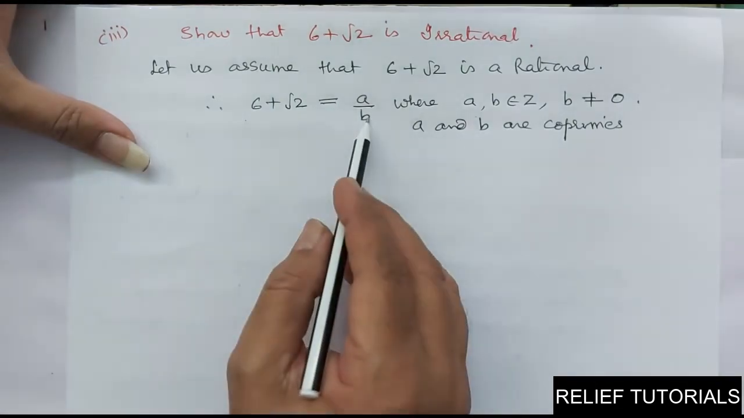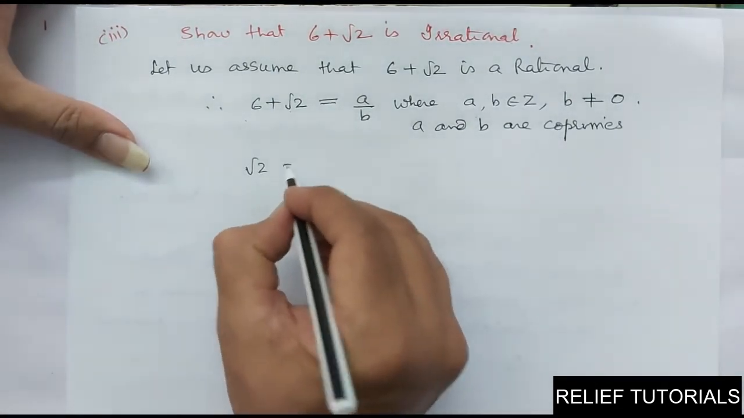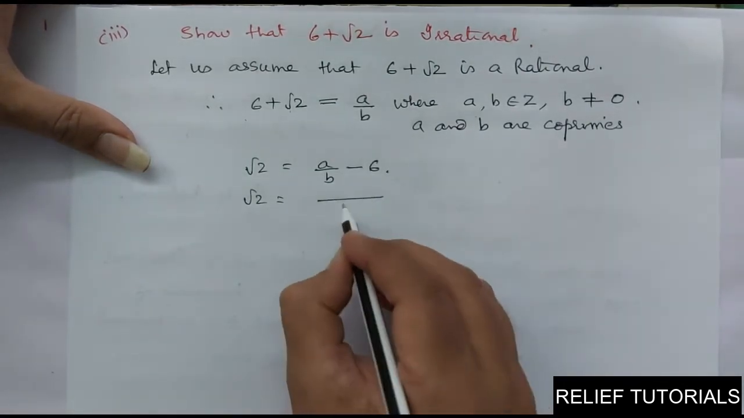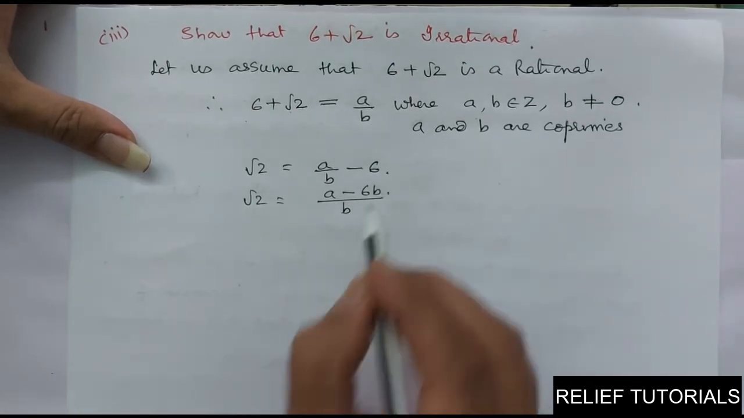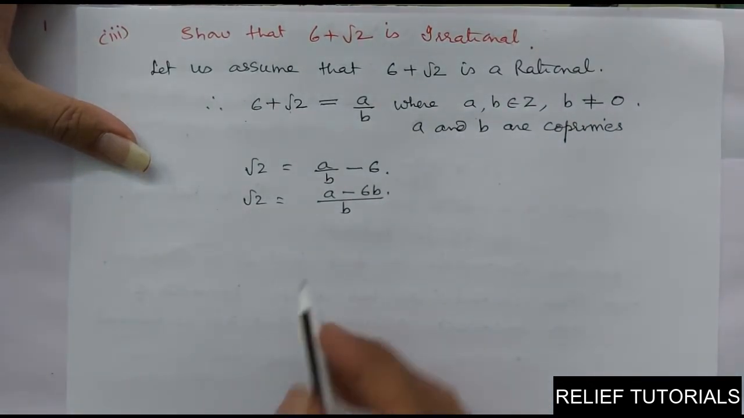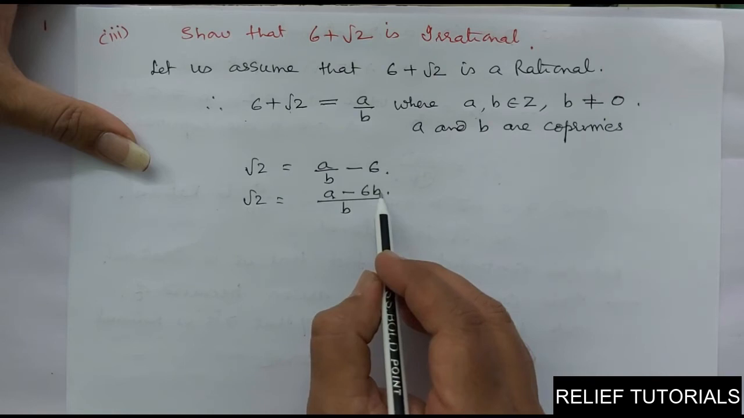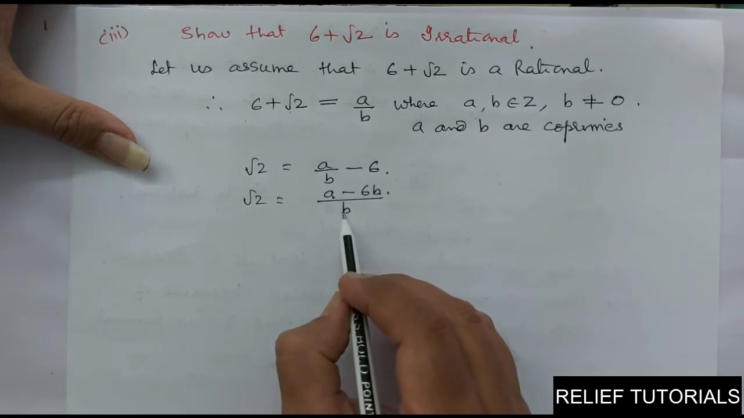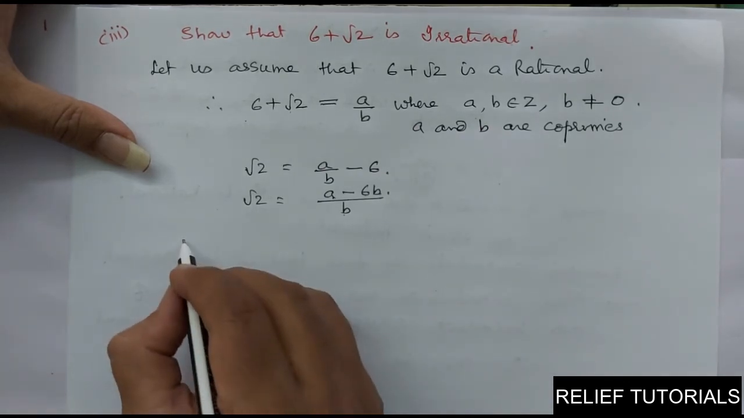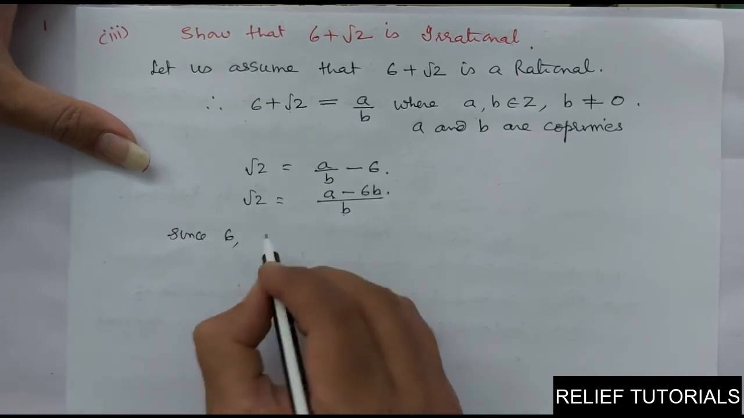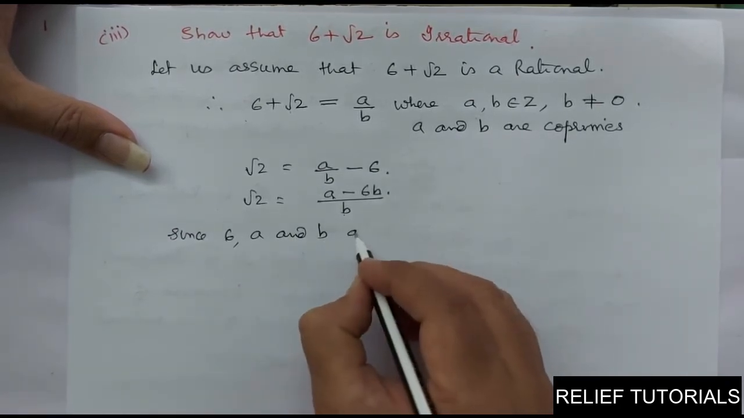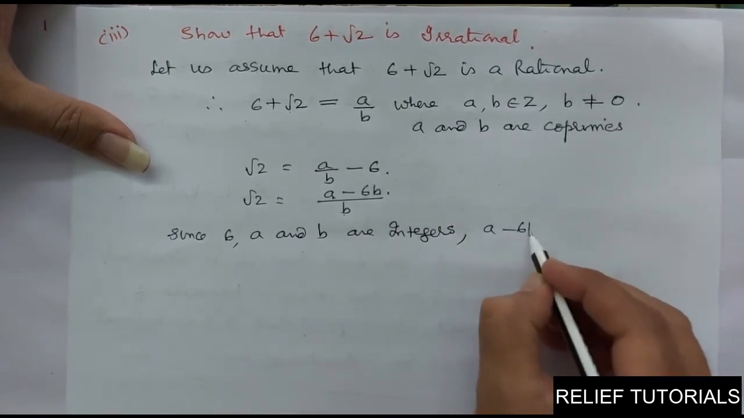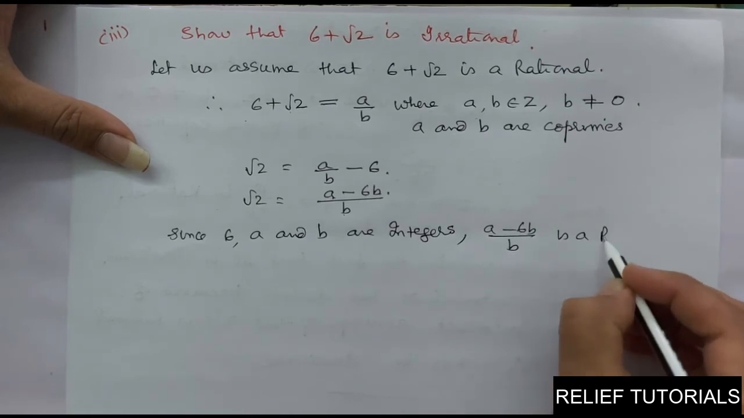Now you have to select here which is irrational, root 2. So now root 2 is equals to a by b minus 6. So root 2, here LCM will be b, so a minus 6b upon b. Clear? So now a is integer, b is integer, 6b is integer. So difference of two integers is an integer upon b. b is also integer. So therefore we can say here, since 6, a and b are integers, a minus 6b upon b is rational.